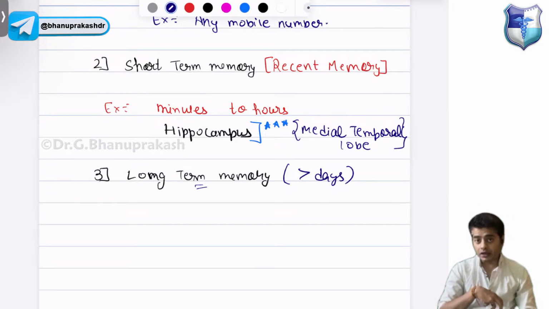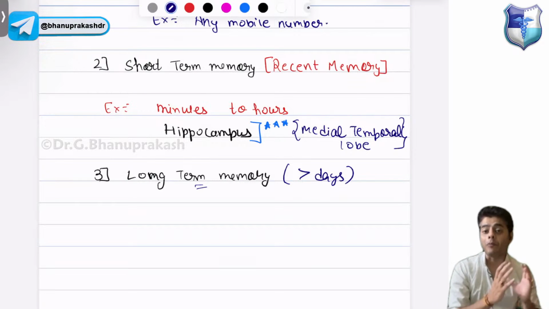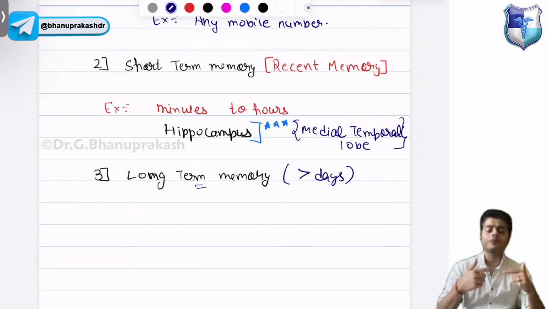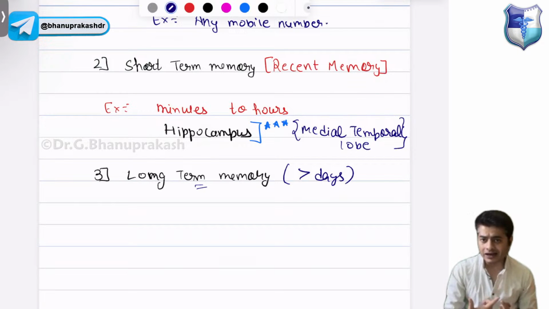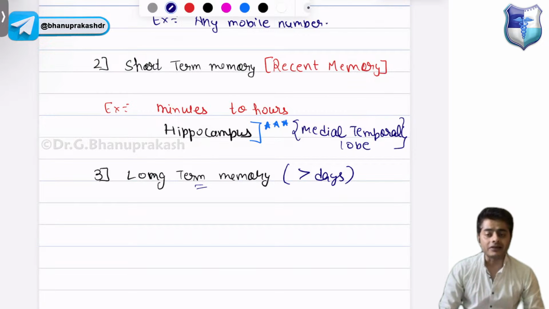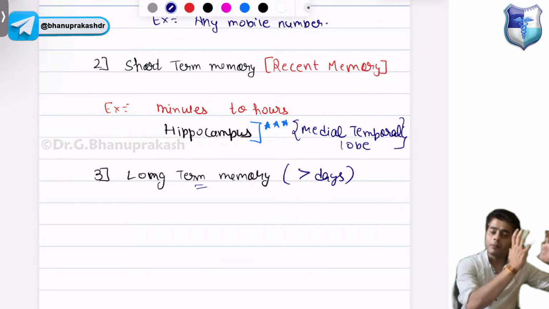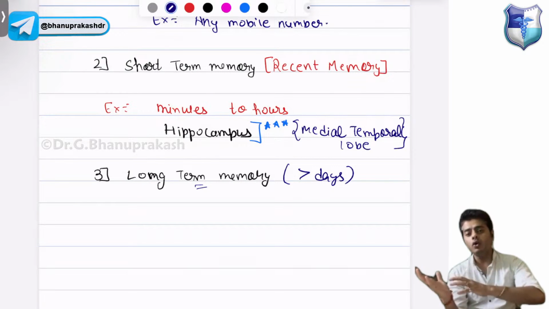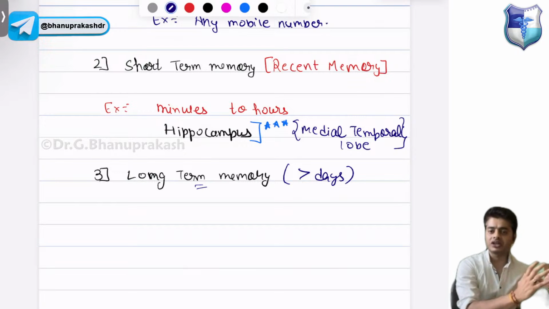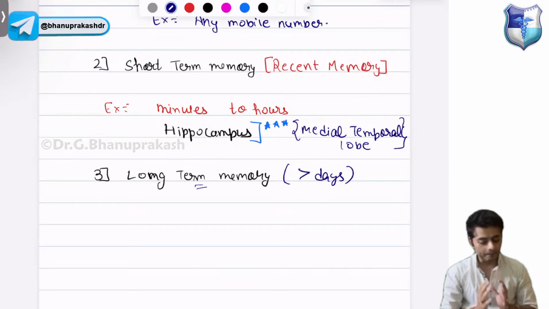After that, if I think that information is important to me, or if there are any incidents related to that information, I will retrieve that information again and again in my mind. And if I am retrieving it again and again, some neuroplastic changes will happen in my brain. So that memory from the short-term hippocampus area will be shifted to my long-term memory.